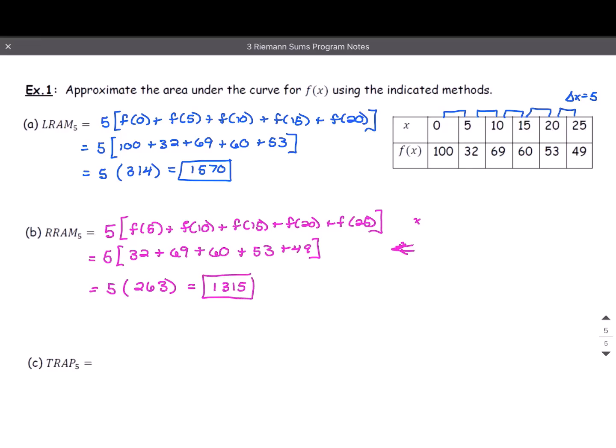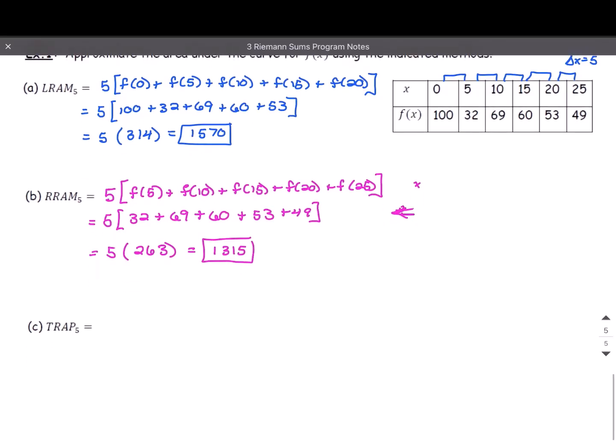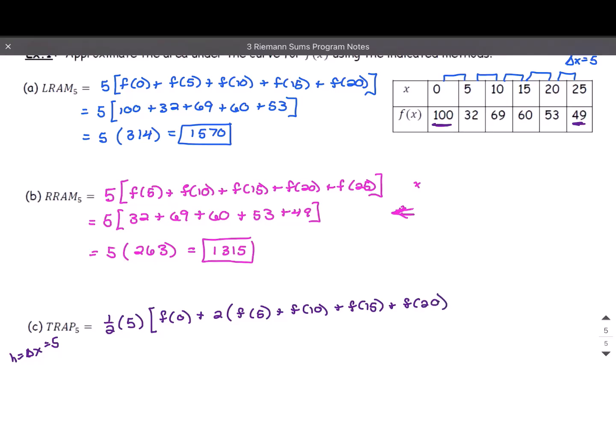There we go. All right, now we have a trapezoid to do. So it's nice, all the heights this time, because remember our heights are delta x, they're all 5. So our trapezoid is 1/2 times the height 5 times, we're only going to use the 100 and the 49 once. So f of 0 or 100 plus 2 times the f of 5 plus f of 10 plus f of 15 plus f of 20. Now I'm going to have to close it because I'm done doubling, plus f of 25.